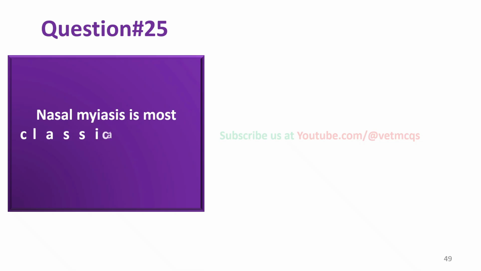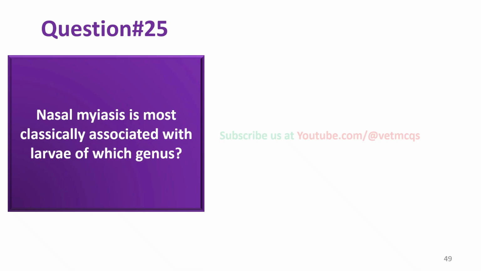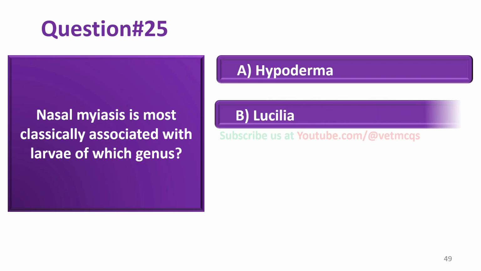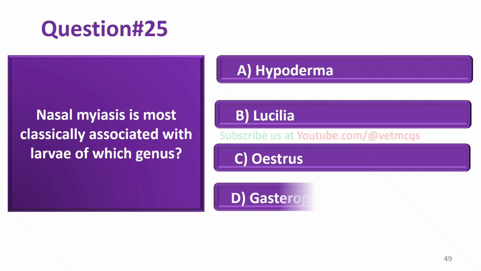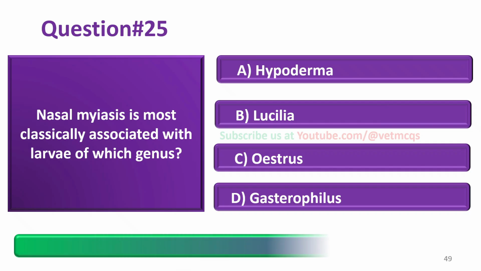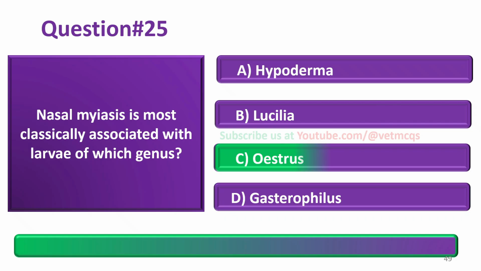Nasal myiasis is most commonly associated with larvae of which genus? Hypoderma, Lucilia, Oestrus, Gastrophilus. And the correct answer is option C, that is Oestrus.